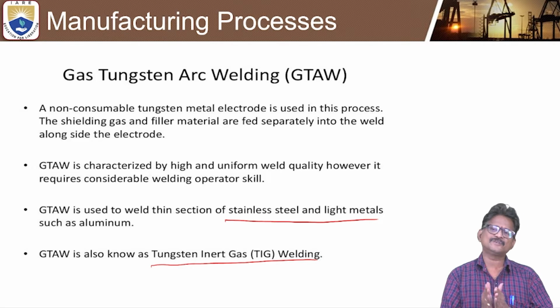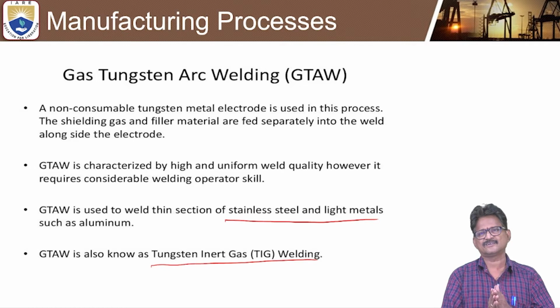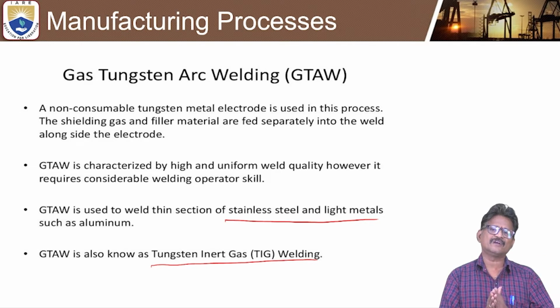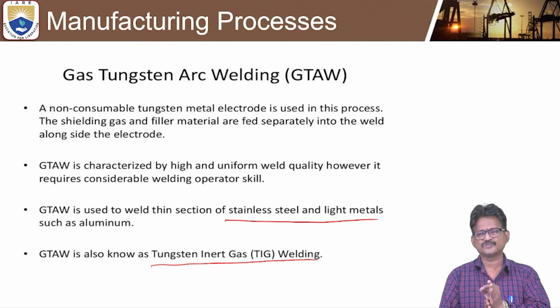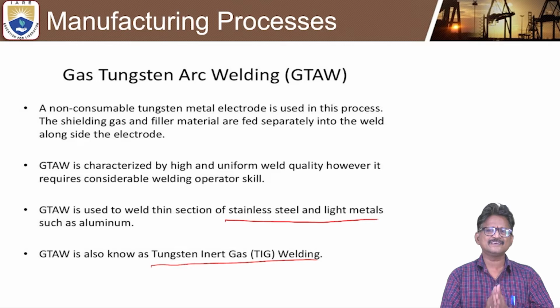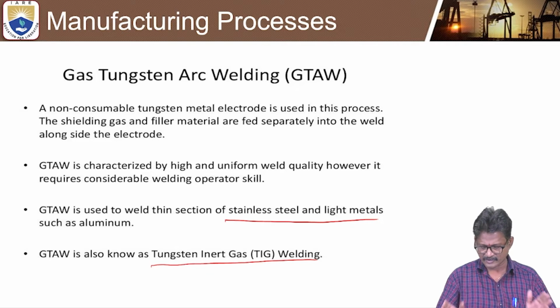Even from the examination point of view, they can ask a lot of questions about TIG welding and MIG welding. When you speak about TIG welding, a non-consumable electrode is used. When you want to use MIG welding, a consumable electrode is used. And here very thin sections can be welded, especially non-ferrous metals and stainless steel. Some light metals also can be welded easily in the gas tungsten arc welding process.